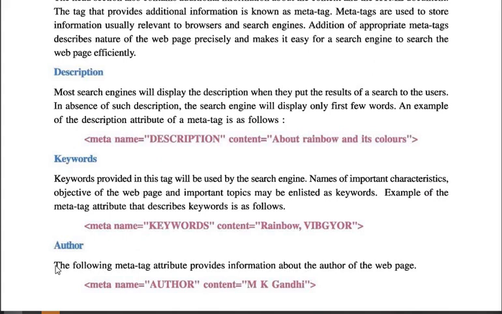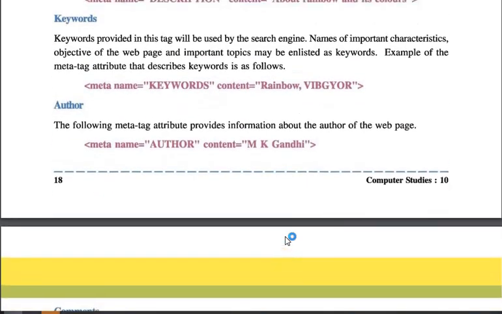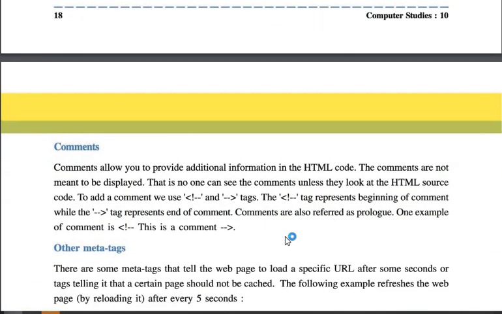Next, I want to know the author, so meta name author, content MK Gandhi. Clear all of you? So it will show the author name, and how many pages MK Gandhi has made, that it will also display. Now comments. What are comments? Comments are additional information about a particular tag. If I want to give a description about MK Gandhi, then I will not write all the things, because it will be displayed on my web page also.